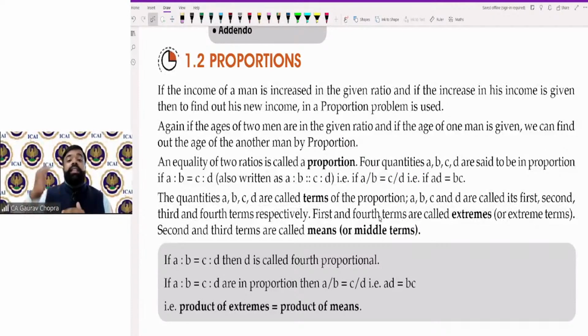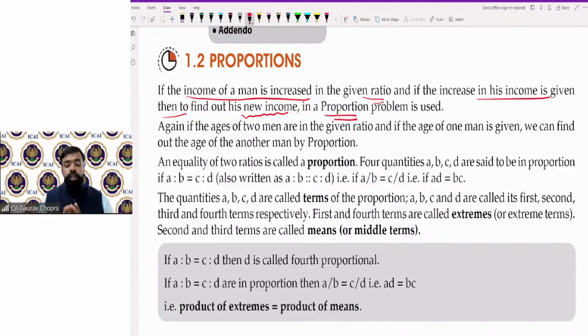की सैलरी कितने से इंक्रीज हुई है, तो if the income of a man is increased in a given ratio, and if the increase in the income is given and we have to calculate the new income, पुरानी इनकम पता है, इंक्रीमेंट कितना हुआ ये भी हमें पता है, and what we have to calculate is the new income, then for solving such a problem proportion is used. ऐसी प्रॉब्लम को सॉल्व करने के लिए हम proportion का यूज करते हैं.